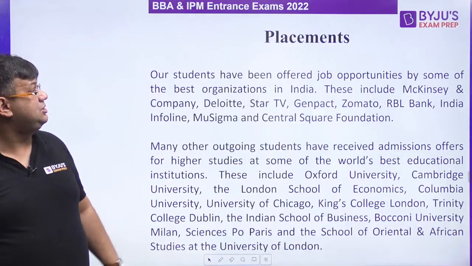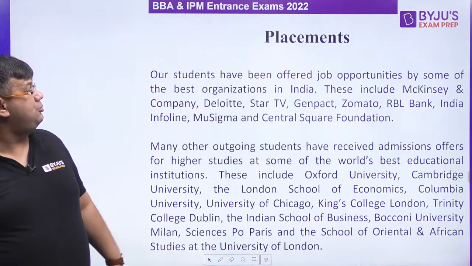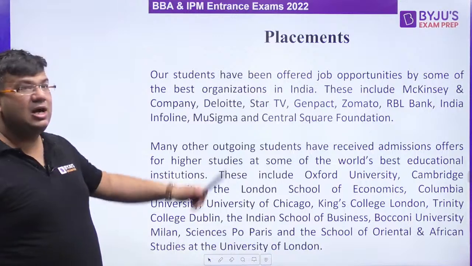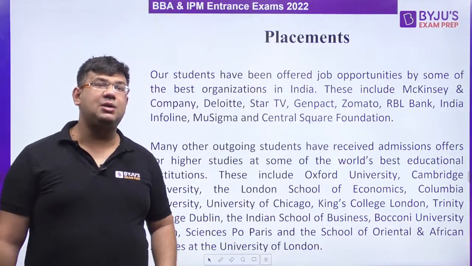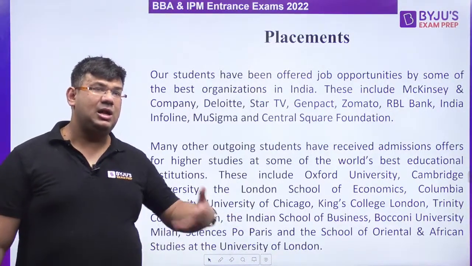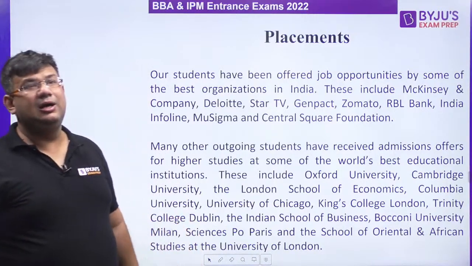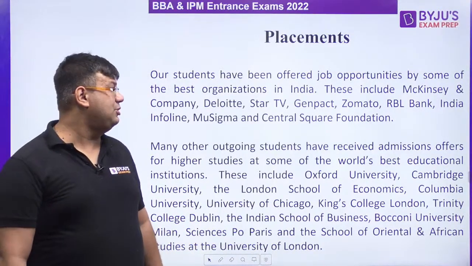Right, take a look at this. Students have been offered job opportunities by some of the best companies. You can see the names: McKinsey, Deloitte, Star TV, Genpact, Zomato, RBL is Ratnakar Bank. Its name is now RBL. India Infoline, IIFL as it is called, Mu Sigma and Central Square Foundation or CSF.